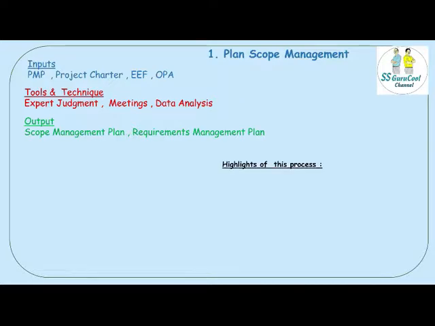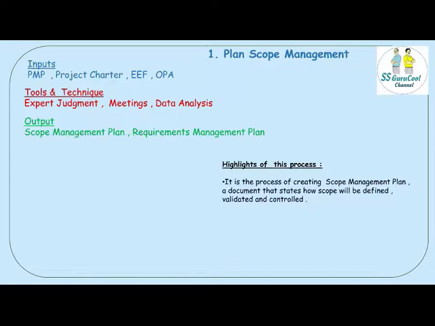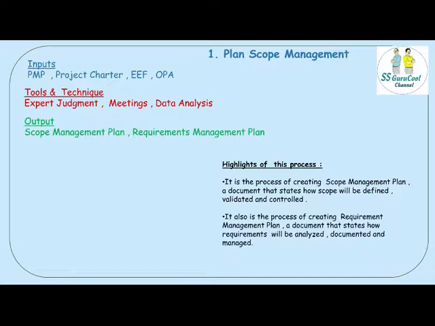Some of the highlights of this process is it is the process of creating the scope management plan, a document that states how a scope will be defined, validated, and controlled. It also is the process of creating the requirements management plan, a document that states how requirements will be analyzed, documented and managed. The scope management plan reduces the risk of scope creep.